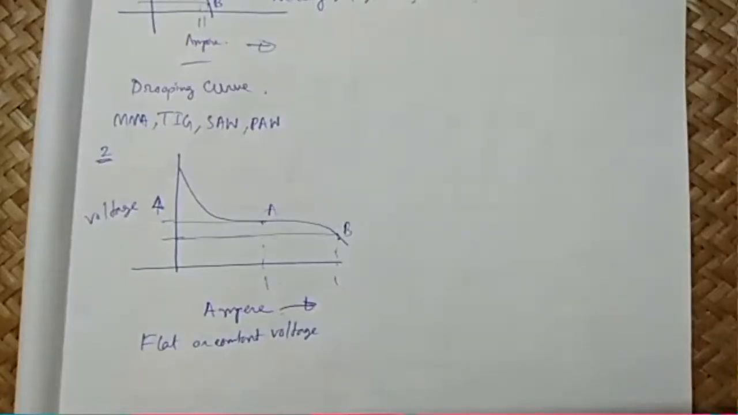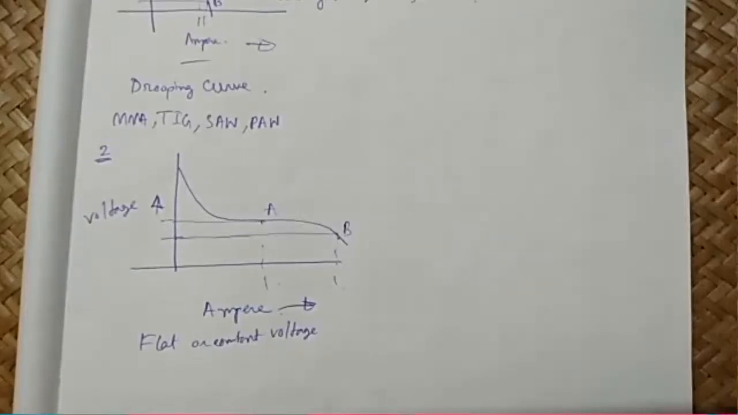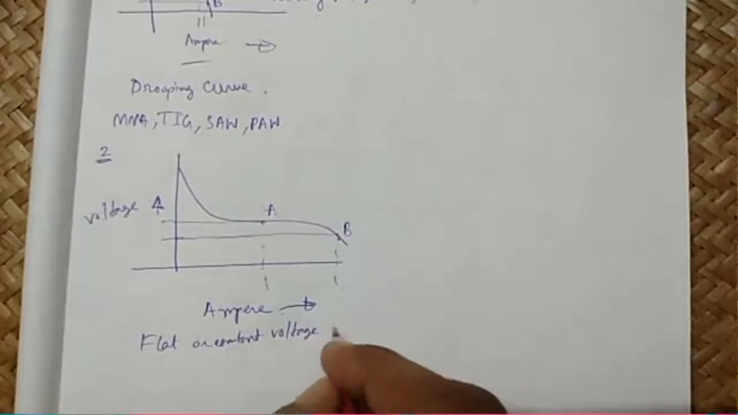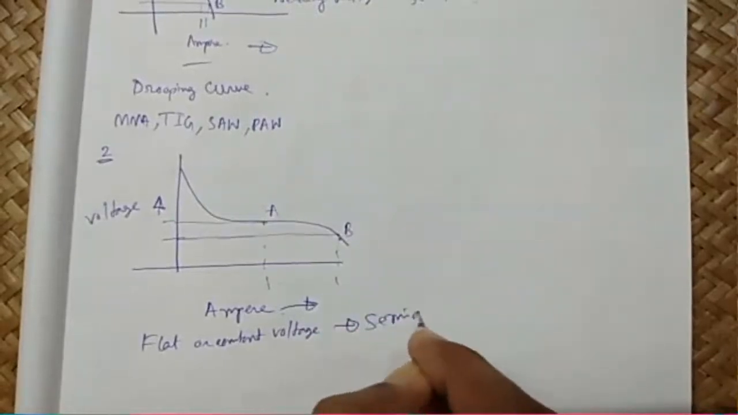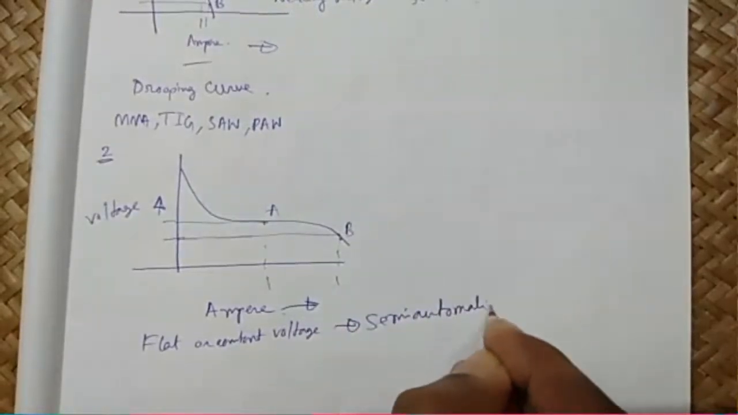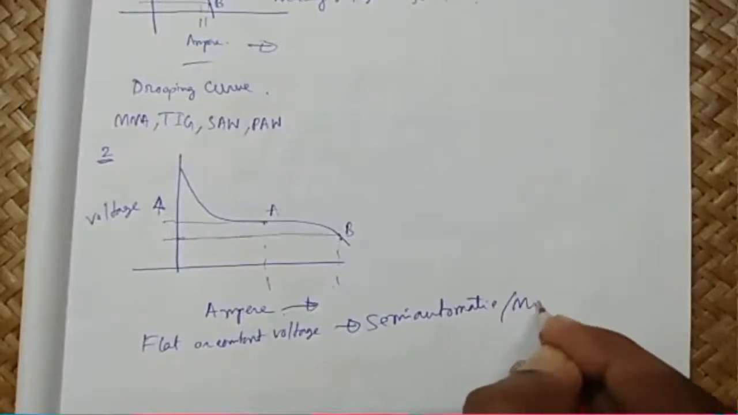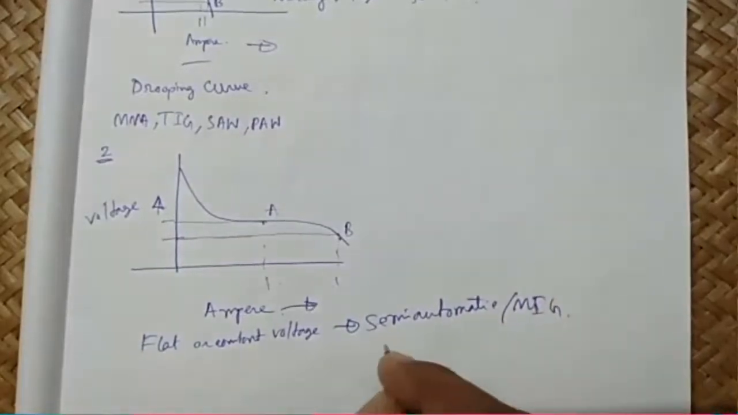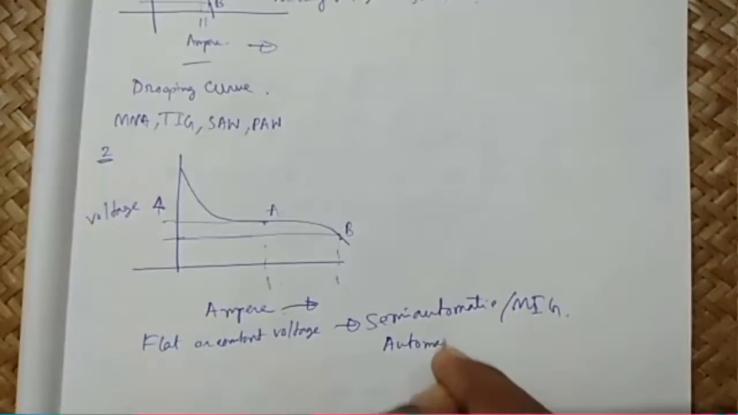So here, MMA welding is mostly used for normal manual welding. This flat or constant voltage type is used in semi-automatic processes like MIG, and some automatic processes also.